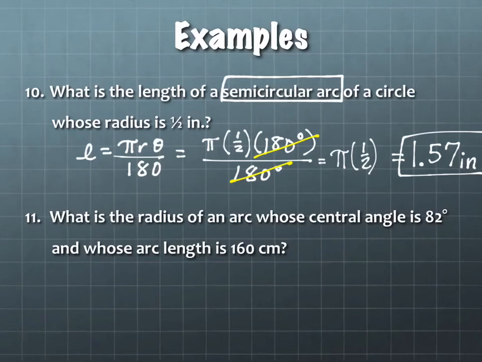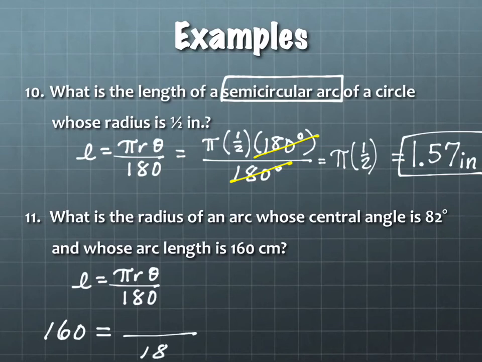All right, let's take a look at another one. Number 11, what is the radius of an arc whose central angle is 82 degrees and whose arc length is 160 centimeters? So we're going to start out with the same equation that we did on the last problem. And somebody tell me what we know and what we can fill in. All right, so that's the L and this is the left-hand side, right, Emily? Okay, good. And then theta would be 82.